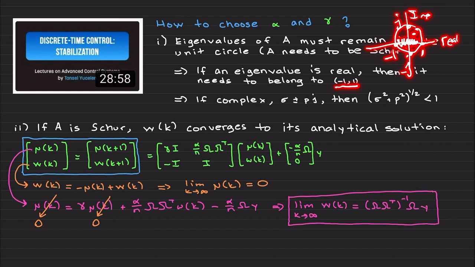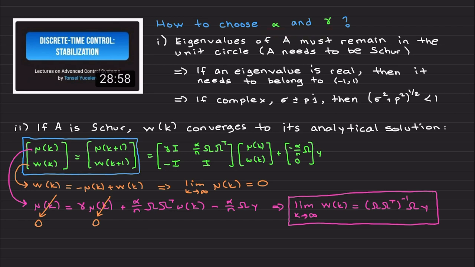If you have a complex eigenvalue, you need to look at its absolute value, right? This is the circle equation, and if this complex eigenvalue, basically square root of sigma to the power of 2 plus p to the power of 2, is less than 1, then it is guaranteed to stay inside this unit circle. So you need to do this for all eigenvalues by choosing gamma and alpha. If your eigenvalues are outside the unit circle, make them smaller.